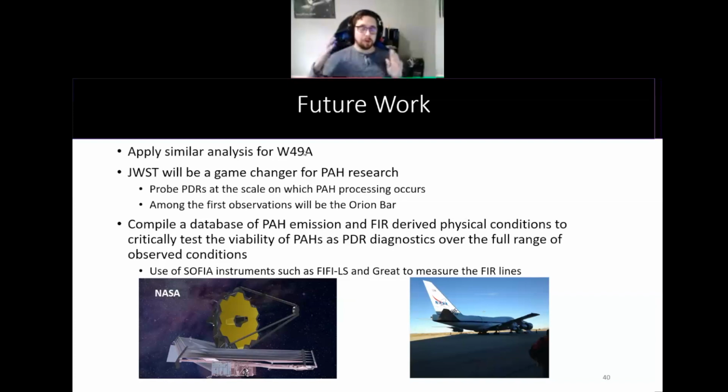So our ultimate goal is to compile a database of PAH emission and far-infrared derived PDR conditions to critically test PAHs as PDR diagnostics over the full range and parameter space of far ultraviolet radiation field and gas density. Hopefully that will be useful going forward when we get more mid-infrared data from JWST, SOFIA, and other future mid-infrared studies. And in that sense, SOFIA will continue to be instrumental, with observations from FIFI-LS and GREAT to measure these far-infrared lines in the near future.